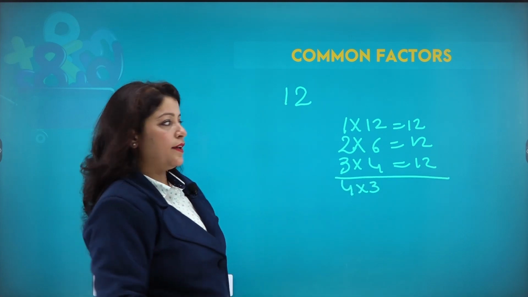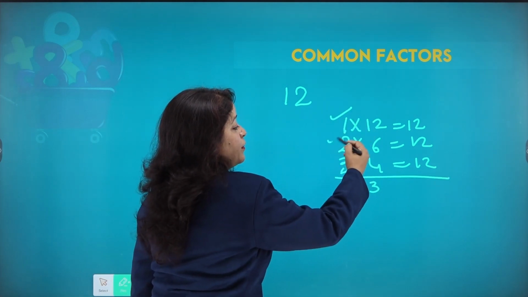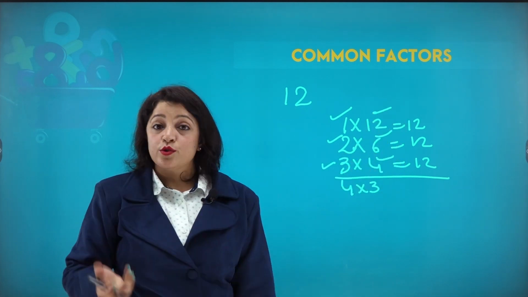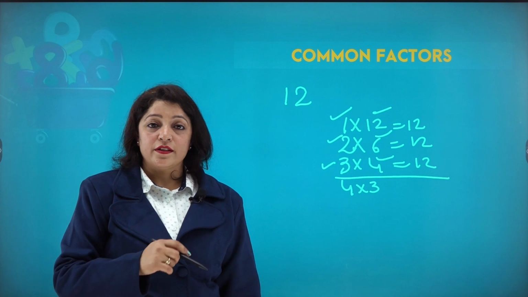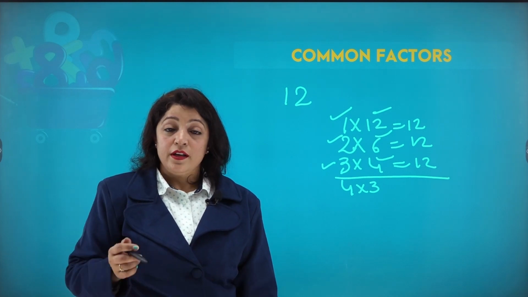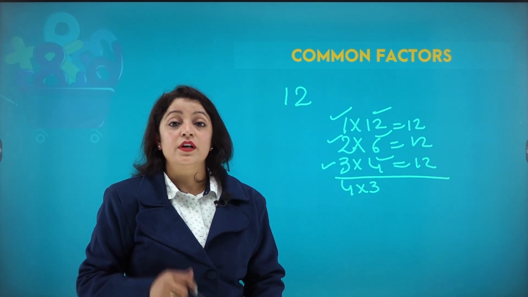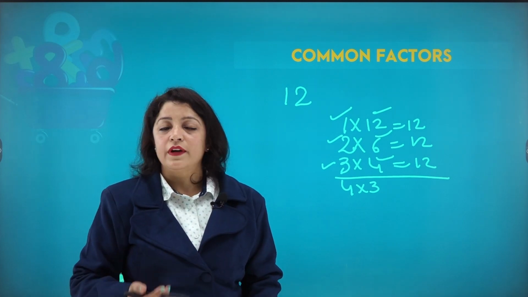That means we can say it will come in the table of 1, 2, 3, 4, 6 and 12. So, all these numbers are the factors. You can go back to the previous segment of the same chapter, where we have already discussed the factors of a number, right?